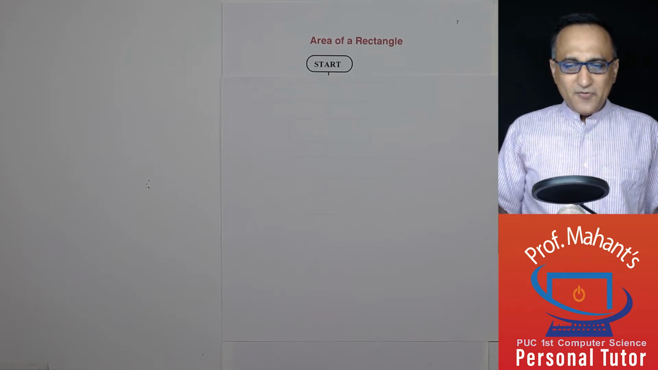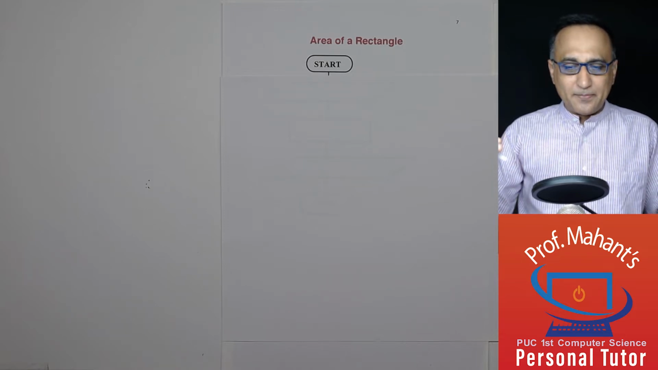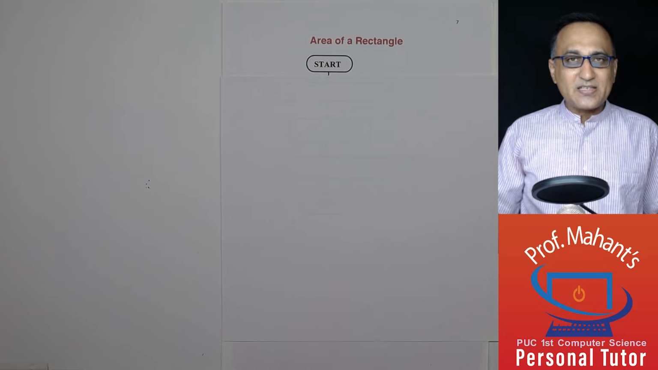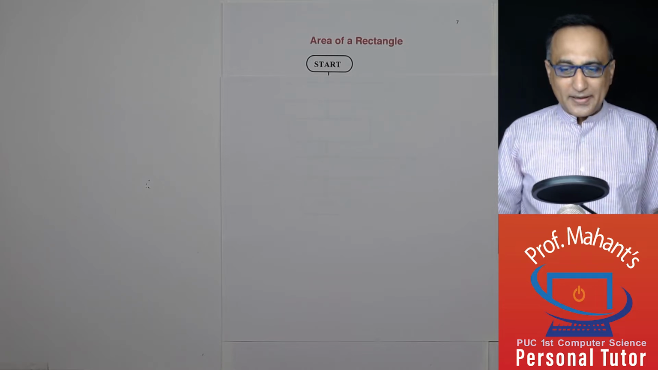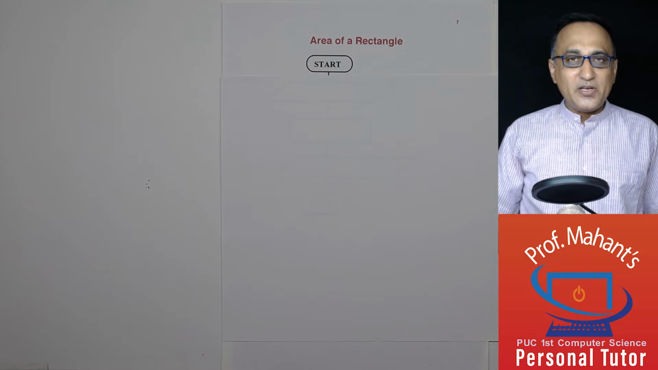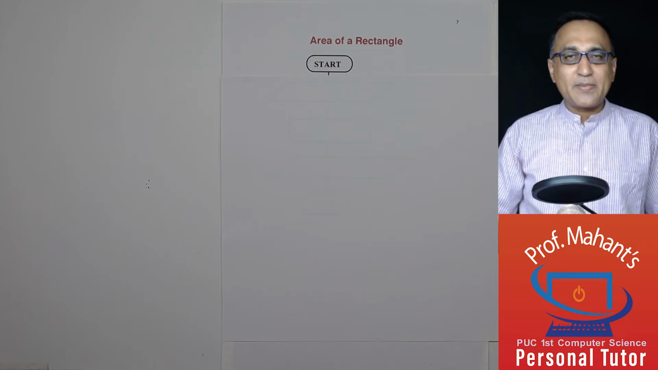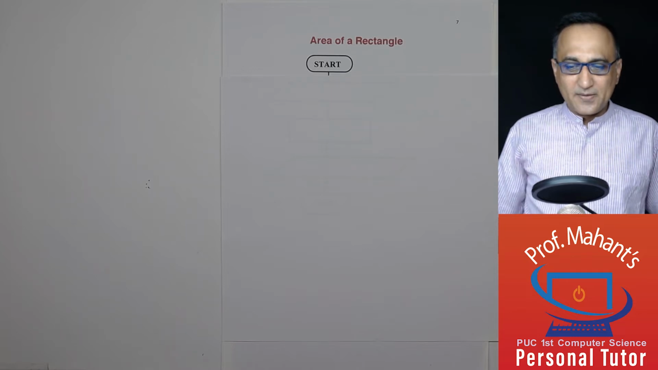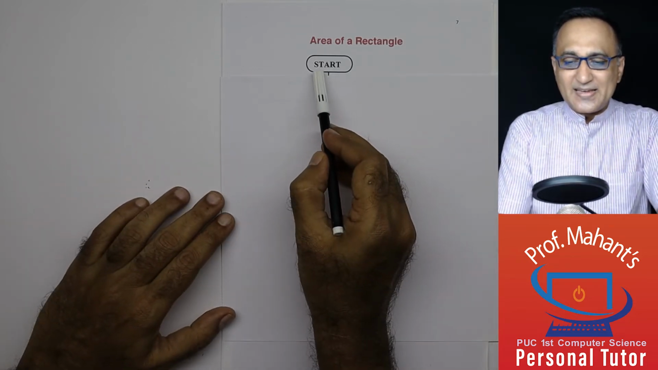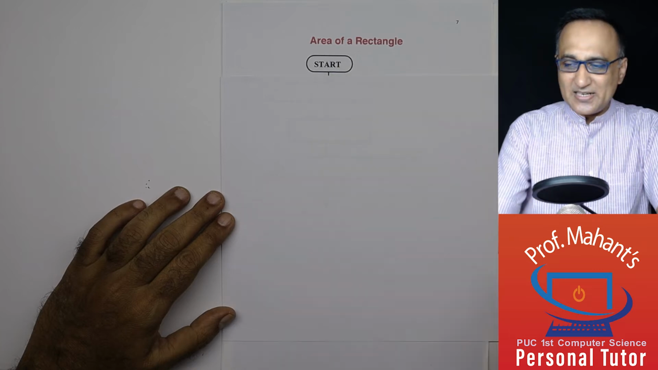So if we have to calculate the area of a rectangle, we have to read the length and breadth. In the next step, we have to calculate area as the product of length into breadth. Last step, we need to print the value of area and then we have to stop. Here I am using pre-created flowchart symbols so that my life is a little easier and I can spend more time actually explaining. So every flowchart has this particular symbol as the start.